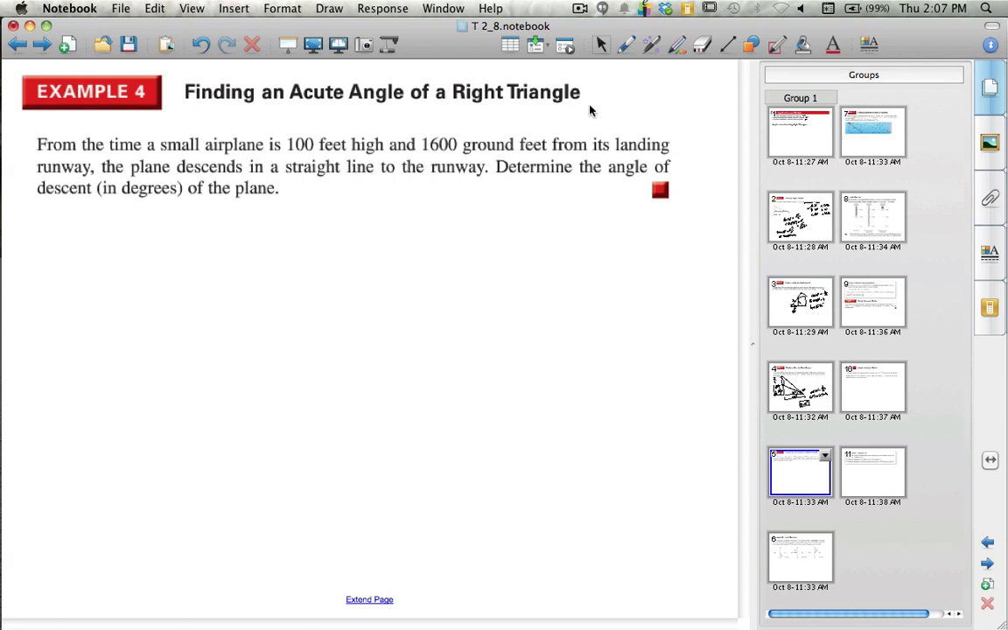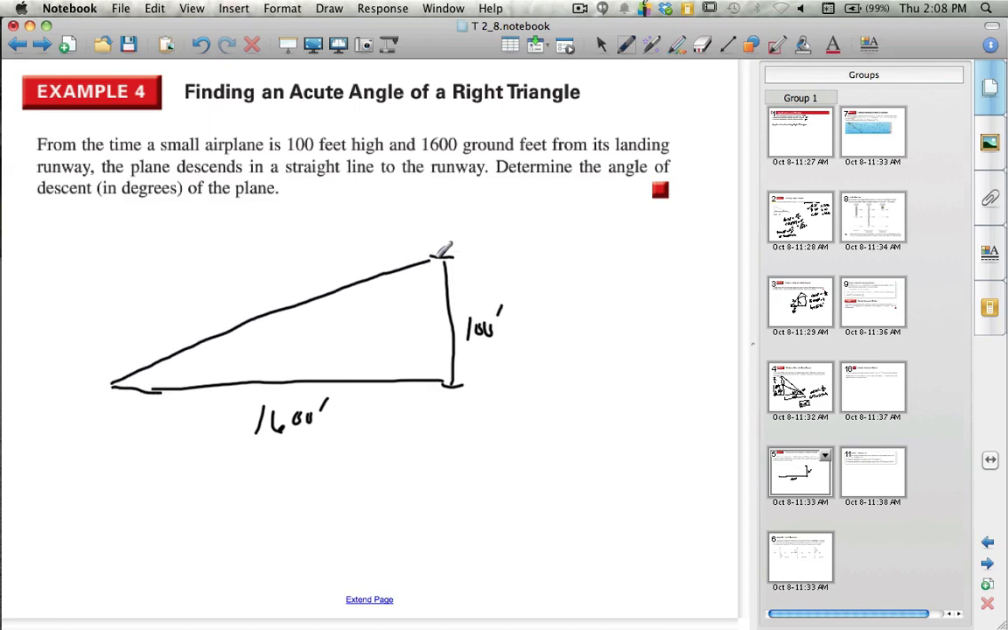So here's another word problem that we want to take a look at. If I have an airplane that's 100 feet high, so here's 100 feet above the ground, and 1,600 ground feet from its landing area, 1,600 feet, determine the angle of descent in degrees.